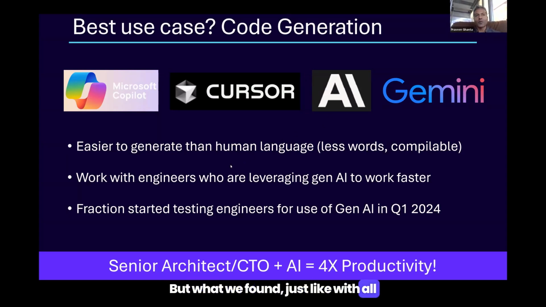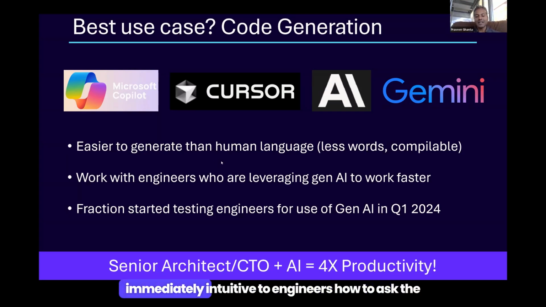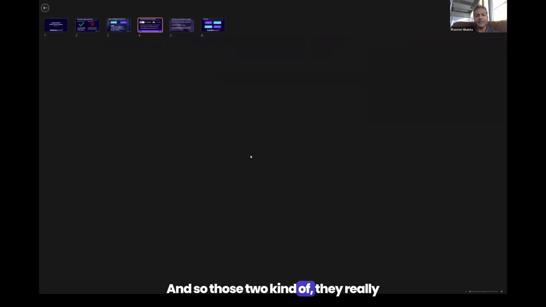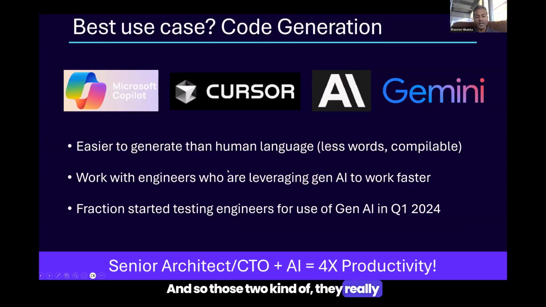But what we found, just like with all forms of prompt engineering, is that it's not immediately intuitive to engineers how to ask the machine to write what they want. And so there is a learning process for developers. A lot of developers will get frustrated after writing a quick one-liner, like I'm sure a lot of you have tried in ChatGPT, and you get a less than satisfactory response. The interesting thing, and this is positive for code as a whole, is that the more detail you give in the prompt, the better the quality of the code output you'll get. And that is also precisely what you ought to be doing in terms of comments in code, which help to document what it is you wanted to do in the first place. Those two really dovetail, and that's a positive overall for the quality of your code.